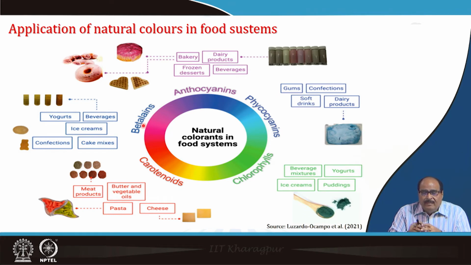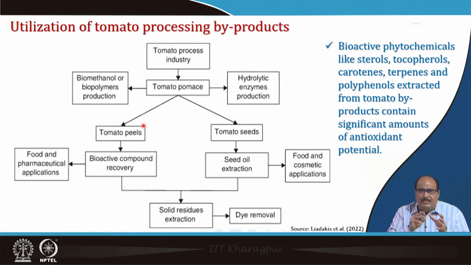Anthocyanins may be incorporated into bakery products, dairy products, frozen desserts, beverages; phycocyanins in gums, confections, soft drinks, dairy; carotenoids can be used in meat products, butter and vegetable oils, cheese, paste, and so on. Chlorophylls can be used in beverage mixtures, yogurt, puddings, ice creams. So, there are a lot of ideas. They can be incorporated into various food products, and in fact, they have good potential to replace synthetic dyes.